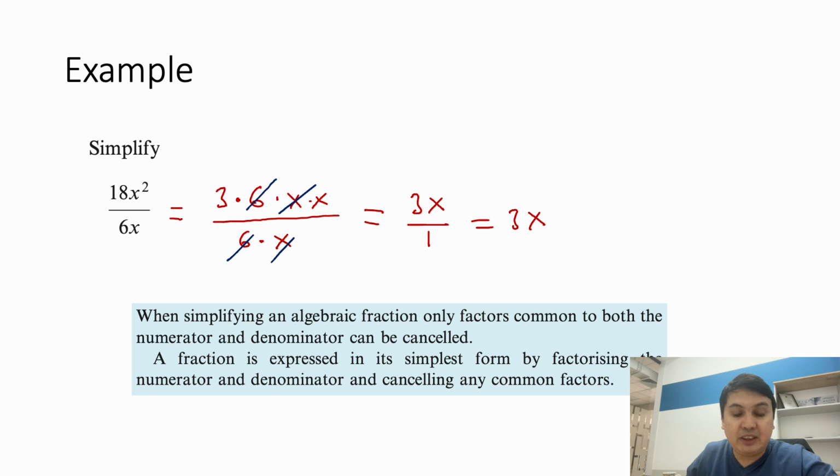And a fraction is expressed in its simple form. So what is the simplest form? It means you cancel out all possible common terms, and then what is left? So in this case, it's 3x. That's what we call the simplest form.